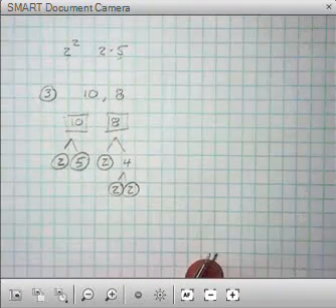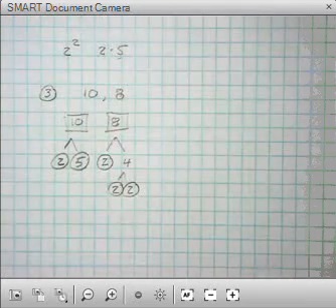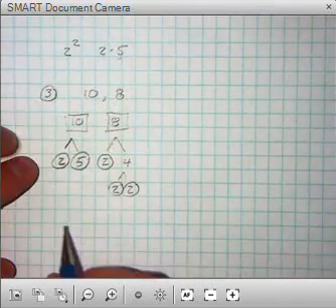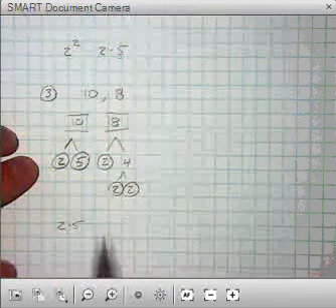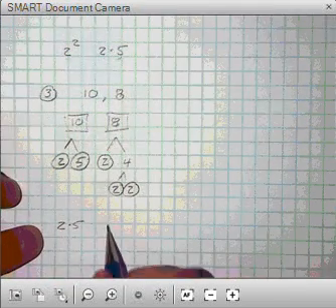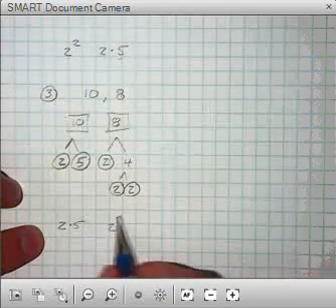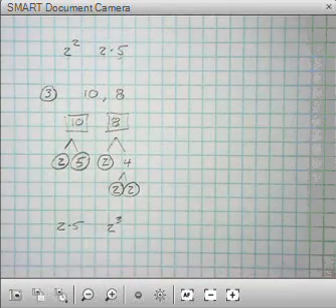Now I write my number as primes, and if I write that as primes, this will be 2 times 5. 10 is 2 times 5. 8, I can write that as 2 to the 1, 2, 3 power. So it's 2 to the 3rd power.